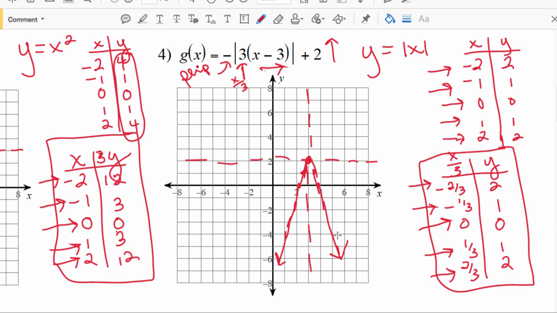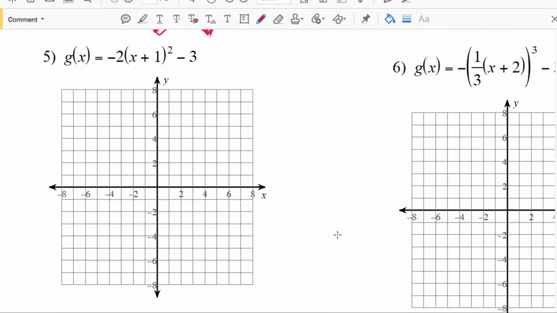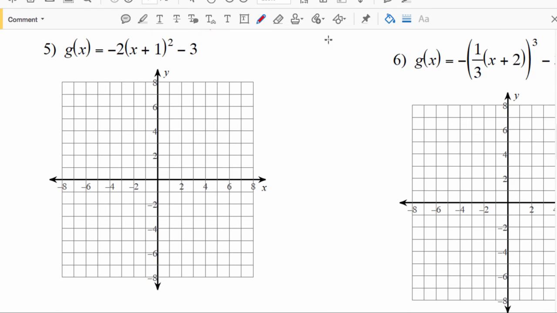I'm having cats crawling all over me while I'm trying to do this, and I just want to kind of get it done.